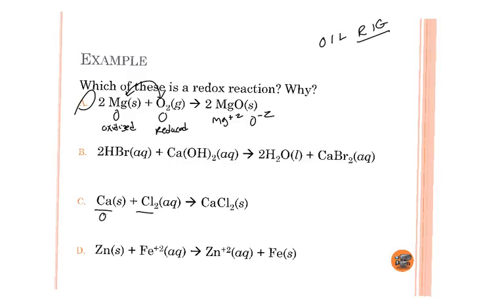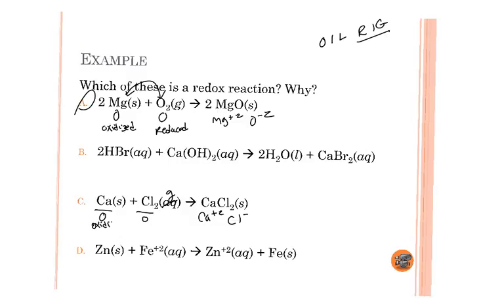gained or lost electrons, so it's oxidized. It went from oxidation 0 to positive 2, so it means it lost electrons. And this chlorine was reduced, because it went from 0 to negative 1, so it gained electrons. So this is definitely a redox reaction.